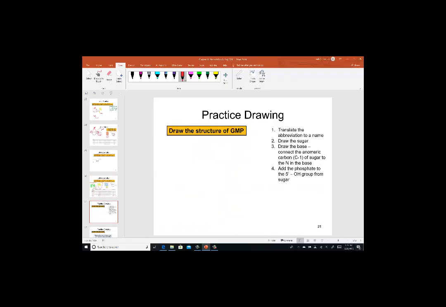Let's really practice now. Draw the structure of GMP. Draw it. Well, here's some guidance. What does GMP stand for? Translate the abbreviation to a name. Then draw the sugar. Then draw the base. Connect the base to the anomeric carbon from the nitrogen in the base. And then add on that phosphate group at the 5' end of the sugar. Pause the video. Give yourself the opportunity to sketch it out. Don't just wait for me to give you the answer. Try it out first. Pause, think, and come back.